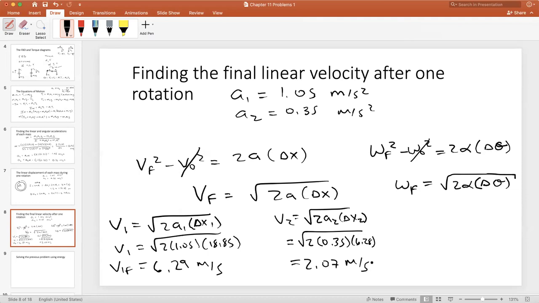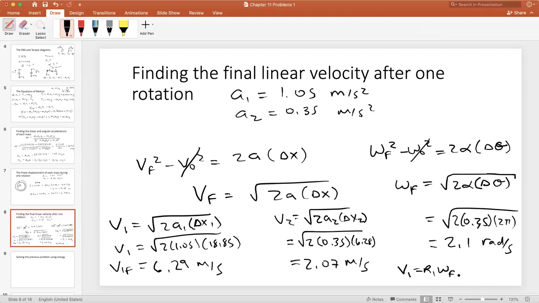All right, let's find omega final. Remember that our alpha was 0.35 and that this was 2 pi. So we have the square root of 2 times 0.35 times 2 times pi. And I get 2.1 rad per second.